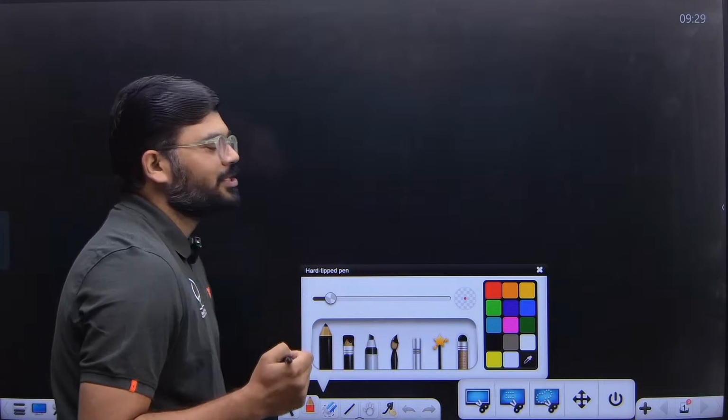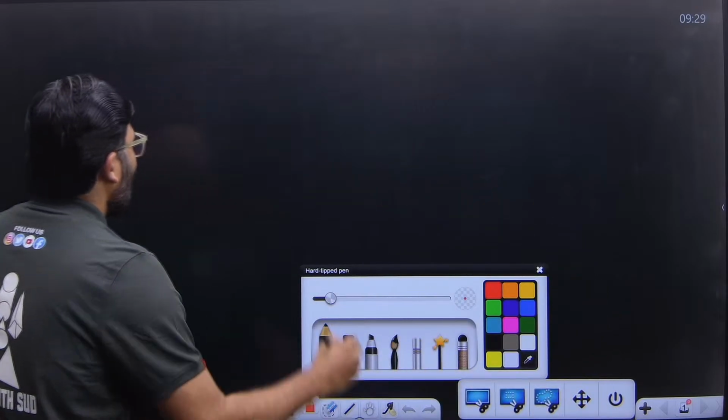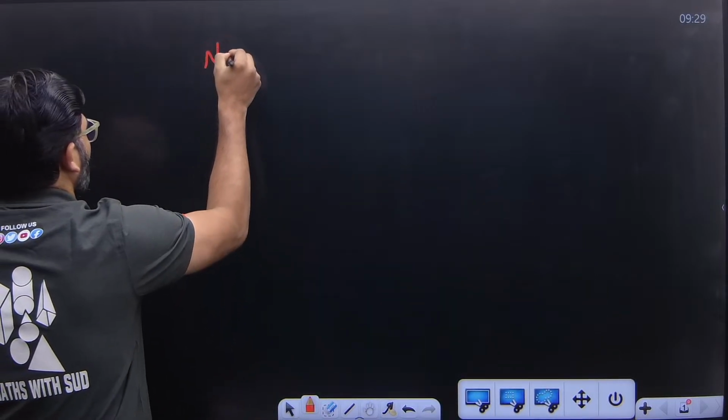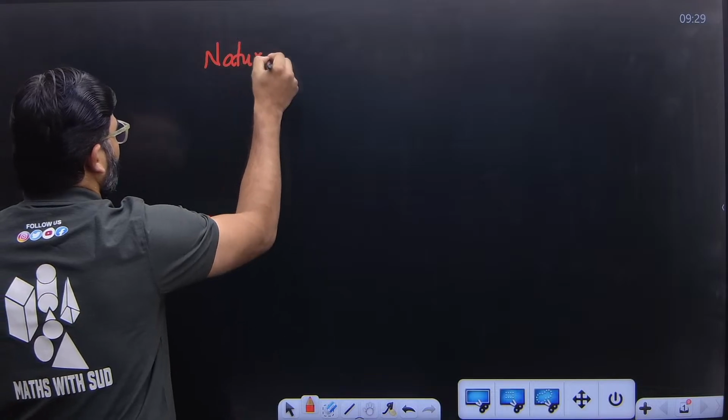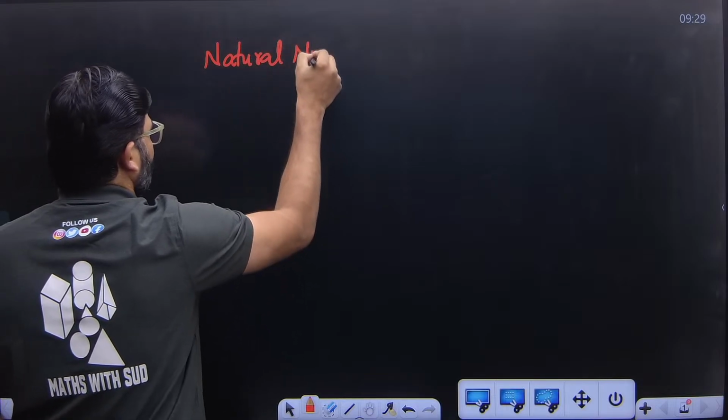So Gurnoor, initially what we have learned, can you remember all the things? Can you remember, first we learned about the number system. Number system. And in that number system, we learned about natural numbers.